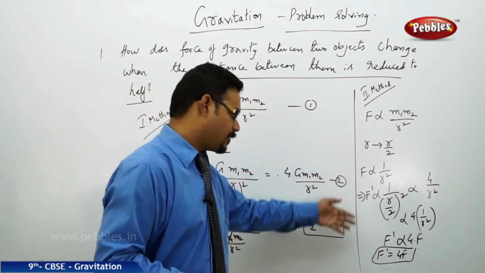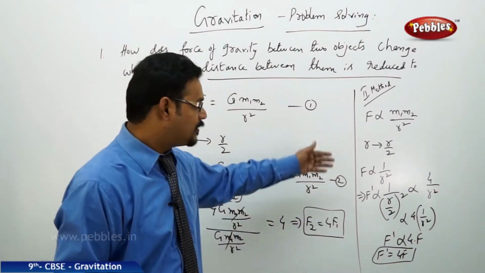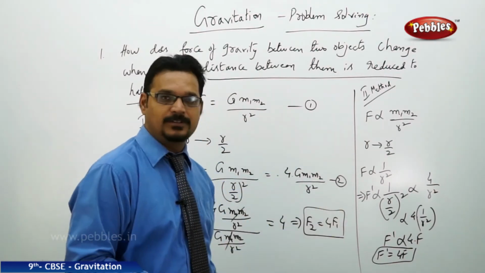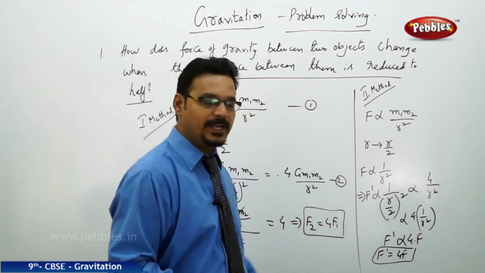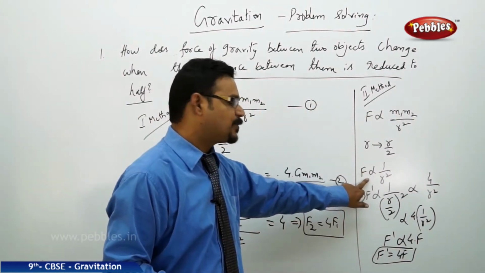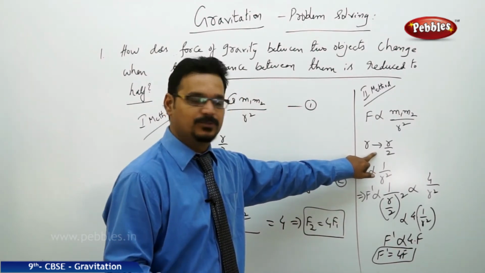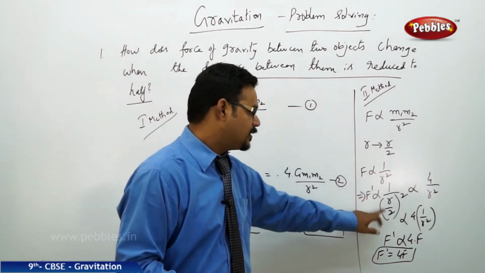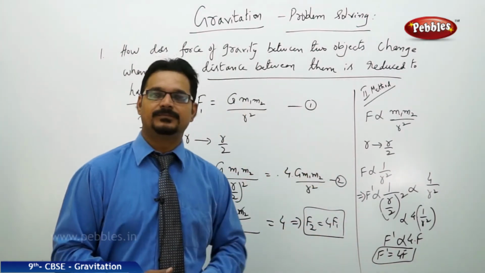Actually, these many steps are not required. As this is the first time you are seeing this numerical, that's why I am writing many steps, but within seconds you can calculate. As m1 m2 is constant, leave that, take the formula F is proportional to 1 by r square. See, r changes to r by 2, so substitute here, you will get 4F. Either you can use this method or that method.